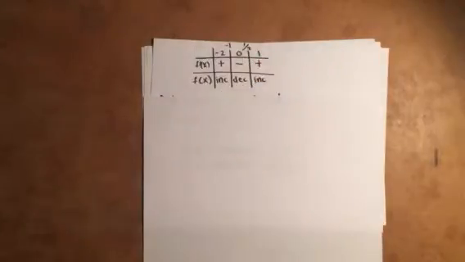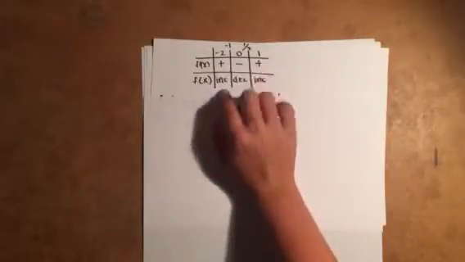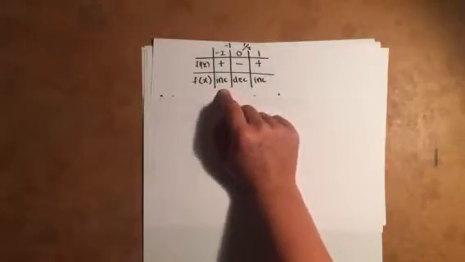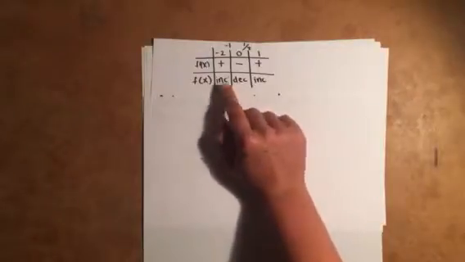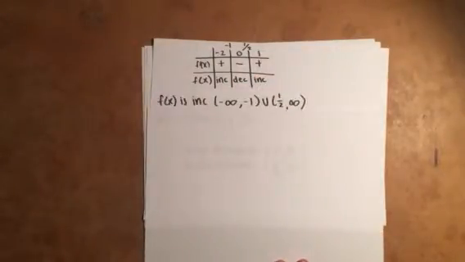So here are our critical numbers, and here are some test values that we plugged in. We got that in this column the derivative of f of x is positive, which means the function itself is increasing. Here it's negative, which means the function is decreasing, and again it's positive, which means the function is increasing. Therefore, we can say f of x is increasing from -infinity to -1 and 1/2 to infinity, and f of x is decreasing from -1 to 1/2.